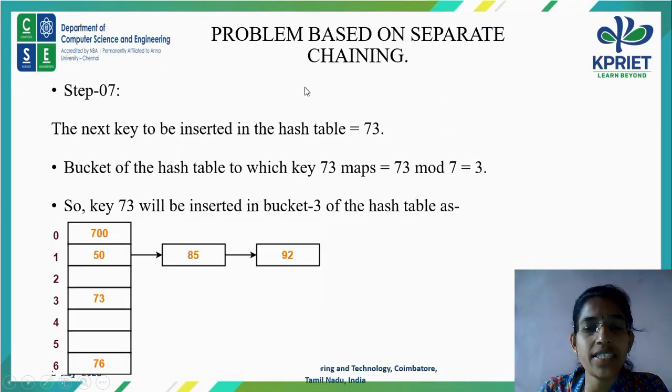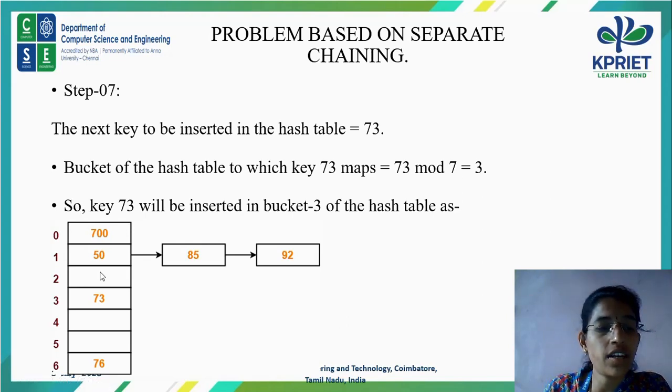The last element is 73. 73 mod by 7, this is our hash function. The hash function returns 3 as the output. In my table, the third place is free. There is no element, so no collision occurs. So I directly insert the 73 at the third position. So all of the elements are inserted in our table. 700 at the zeroth position, 50 at the first position, 85 in the same position, 92 also in the same position, chained without collision. 73 at the third position, 76 at the sixth position.